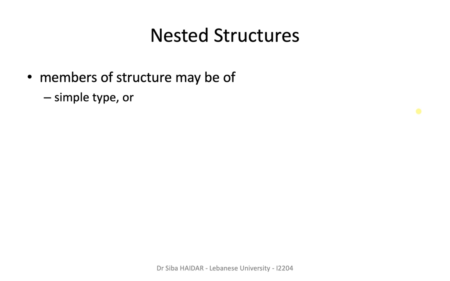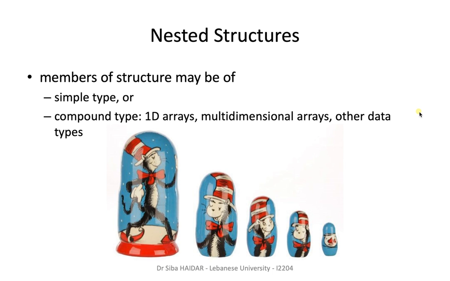Nested structures. Members of structures themselves may be of simple type or of compound type. Compound types are one-dimensional arrays, multidimensional arrays, or even other data types.